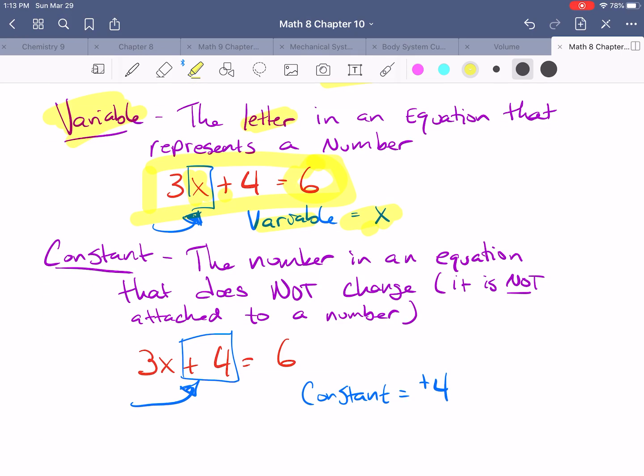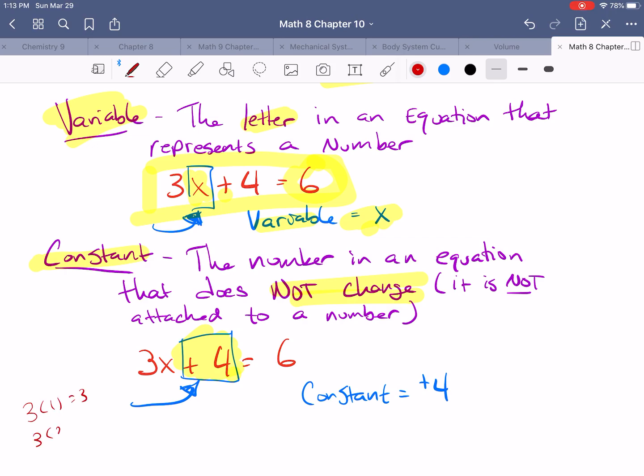The next term here is called the constant, and you see this a lot more in grade 9. That's the number in the equation that does not change, so it's not attached to a variable. In this equation right here, this plus 4 isn't attached to an x, okay? So plus 4 is just plus 4. It'll always be plus 4. It'll never change. This 3x has the ability to change, because when I put 1 in there, 3 times 1 is 3, so that number could change.